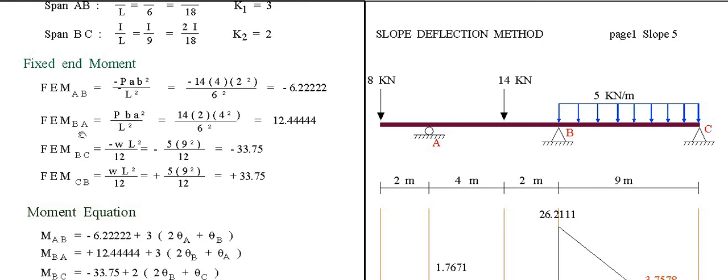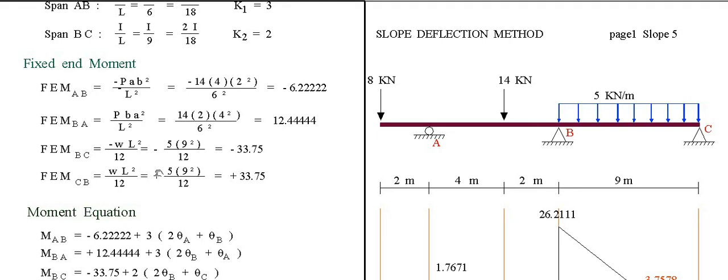The fixed moment at BA here is equal to 14, near distance is 2, then the far distance is 4, divided by the span of 6. Then simplifying, this is 12.4444.